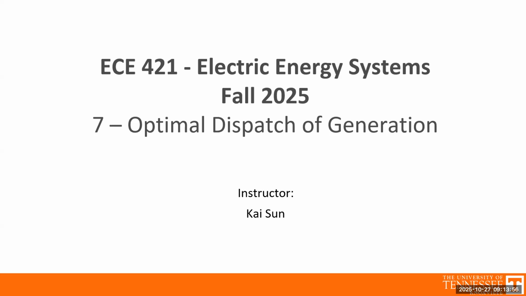Okay, so we're in the last section of this semester. Number 7, optimal dispatch of generation. After this section, we finish the overview of the steady state analysis of a power system. So you'll be ready to take the next course, 422, on power system dynamics. Let's move on.